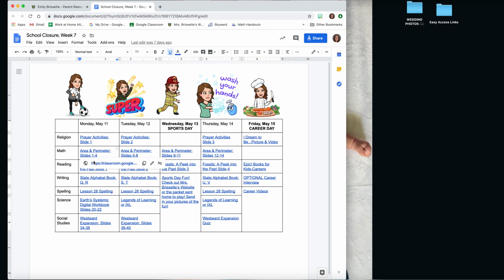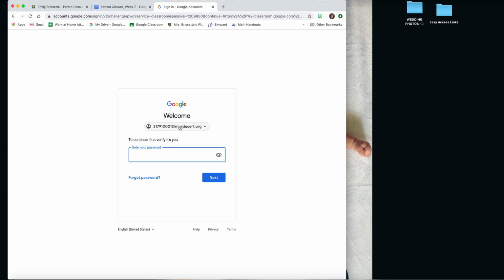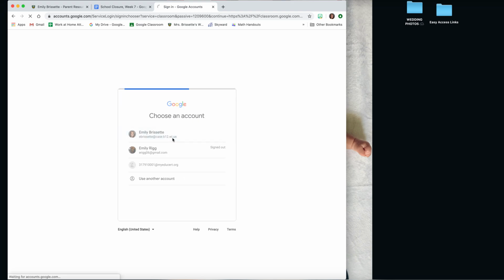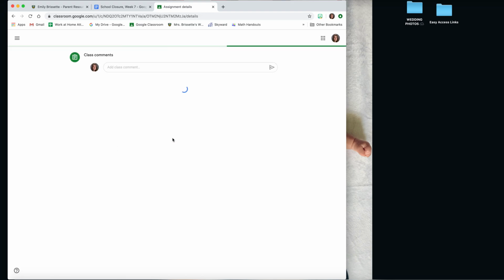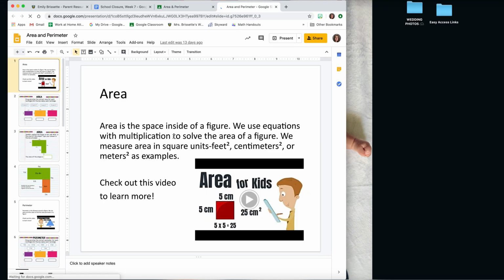For math, we are going to work on area and perimeter. So working on 4 slides today. I know we've worked on this in the past, or you have, so this should be the start of a review, but there's a description as well as a video. But in general, area is how much space is inside of a figure.